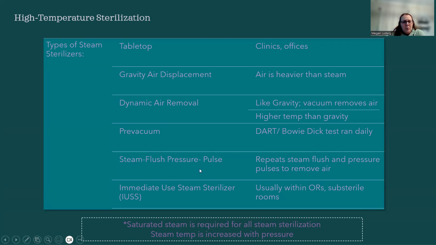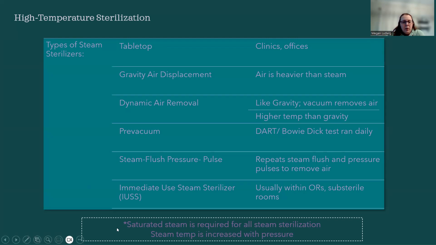Talked about a little bit steam flush pressure pulse. It's a lot to say. And then your immediate use, we did talk about. Typically you won't see the immediate use in the actual central sterile processing area. You're more likely to see that maybe between ORs in a substerile room or in a core area of the operating room. That's where ours were, in the core. Ours was like a racetrack plan.